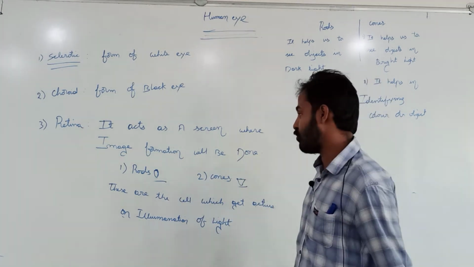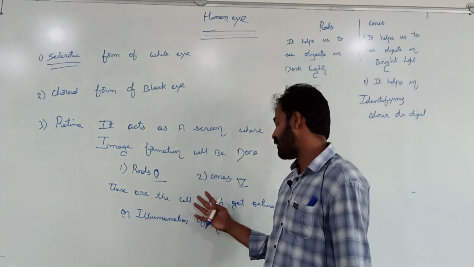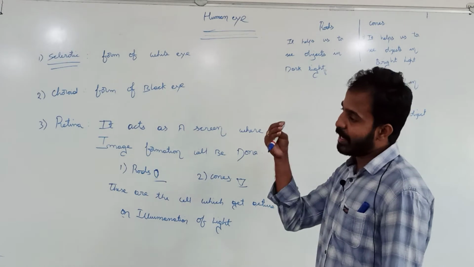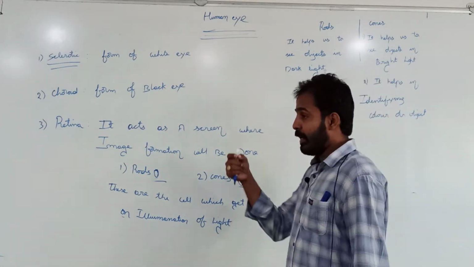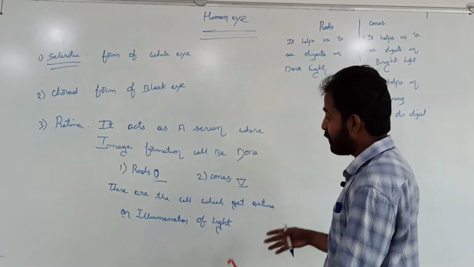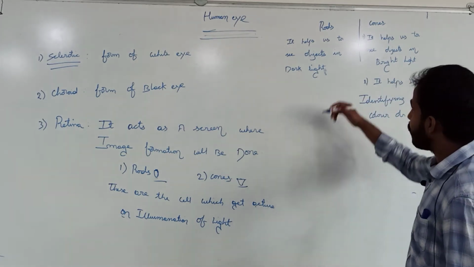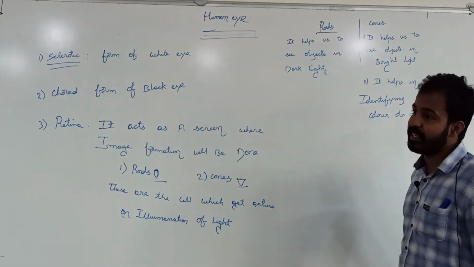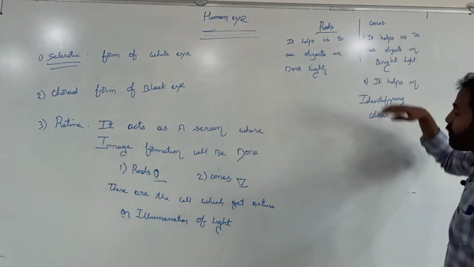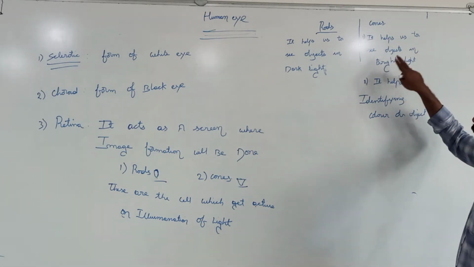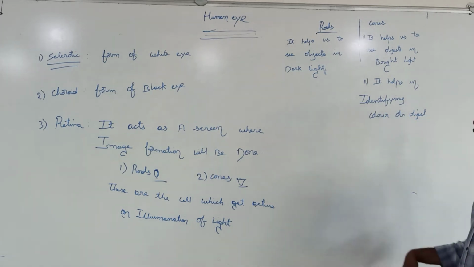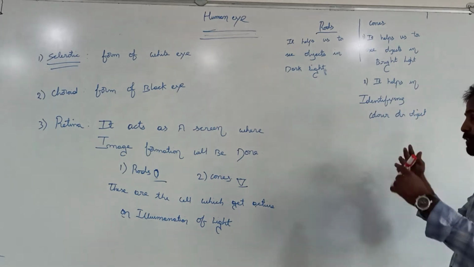What are the functions of these cells? These are the cells which get active on illumination of light. Once the light has fallen on these cells, then these get active. So what is the function of rods? It helps us to see the object in dark light. Now what is the function of cones? It helps us to see the object in bright light. The second function is it helps in identifying the color of the object.